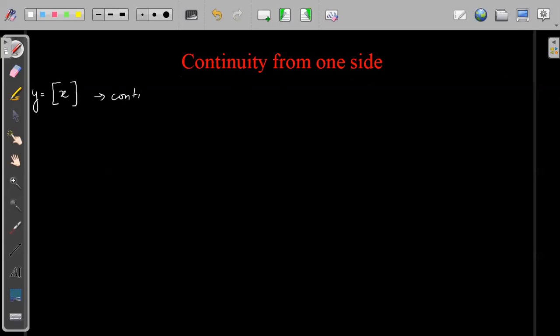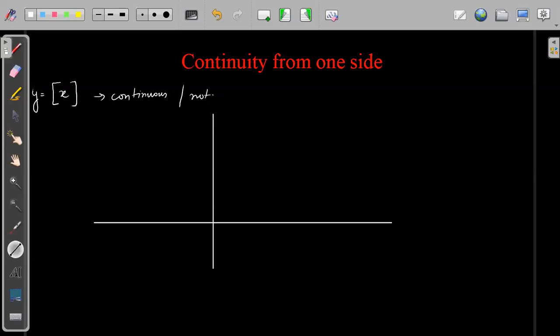Sir, is this continuous or not continuous in its domain? Tell me whether it is continuous or not continuous. First thing, just by looking at this, tell me. Yes, very good. First thing is, we know it is not continuous, it is discontinuous. Next, let's try to draw this function first and see what this function actually looks like.